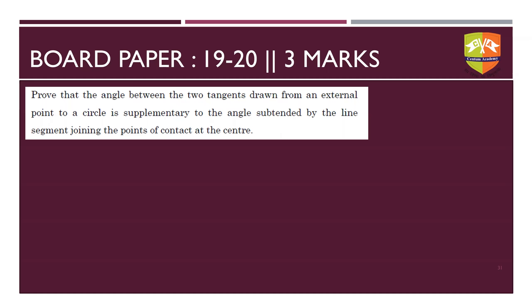Same thing. Prove that the angle between the two tangents drawn from an external point to a circle is supplementary to the angle subtended by the line segment joining the point of contact at the center. Isn't it? This was the theorem again. We had done this. These are the two tangents. Let's say the external point is P, this is Q, this is R, this is O.